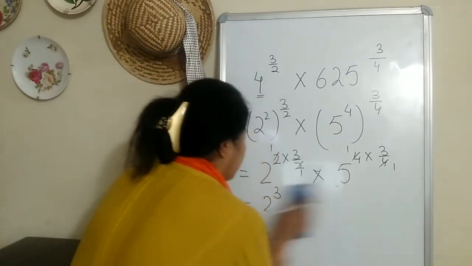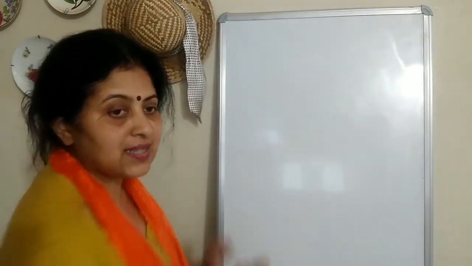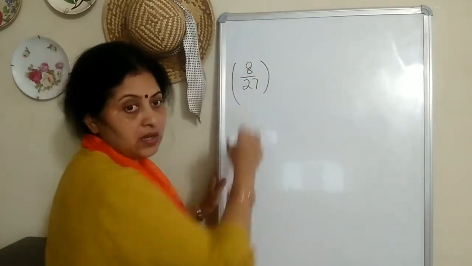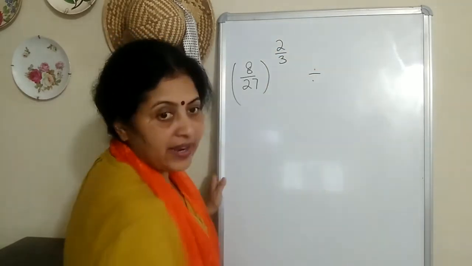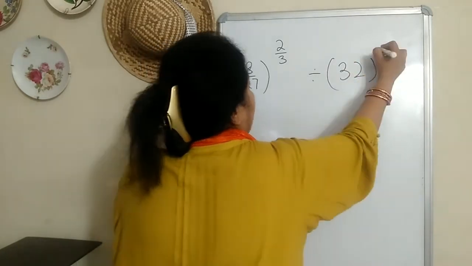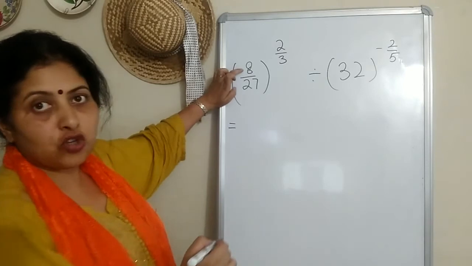I want you to see another problem. Let's take up another problem from your book, and that is 8 by 27 raised to the power 2 by 3 divided by 32 raised to the power minus 2 by 5. This will become, let's solve this.